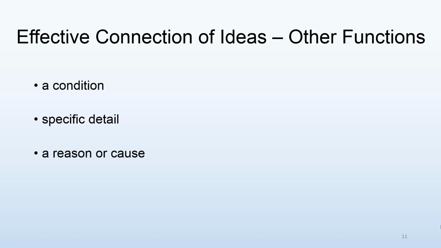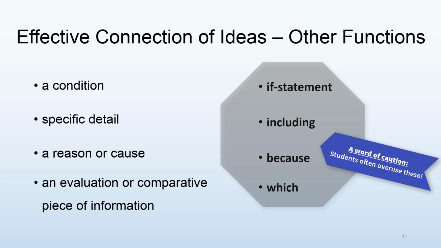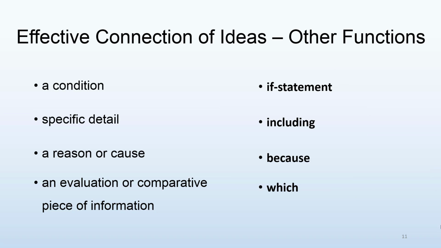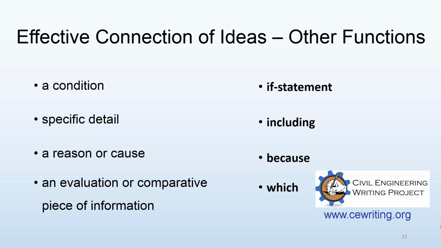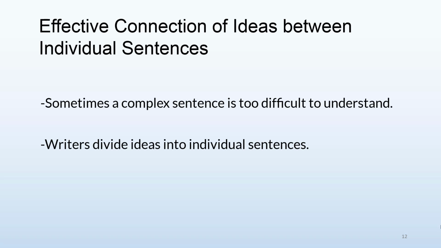Four other functions that complex sentences often express are a condition, specific detail, a reason or cause, or an evaluation or comparative piece of information. You are probably familiar with using an if statement, including "because" or "which," to create complex sentences. For a more detailed explanation of all the functions of complex sentence structure, check out the written version of this language unit. Even when ideas are related, there are times when a simple complex sentence would be too difficult to understand. When this happens, writers divide the ideas into individual sentences.